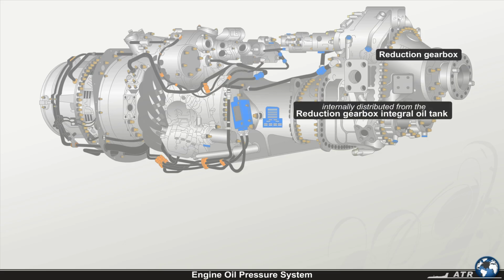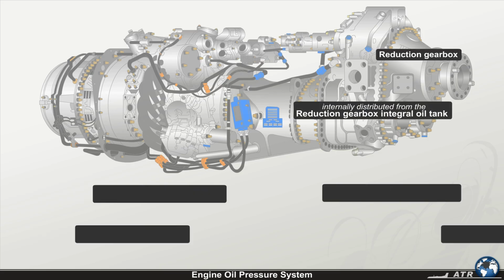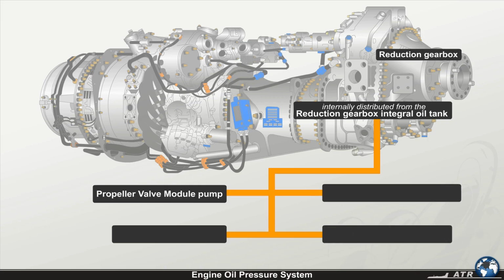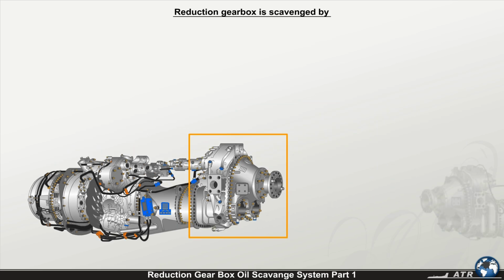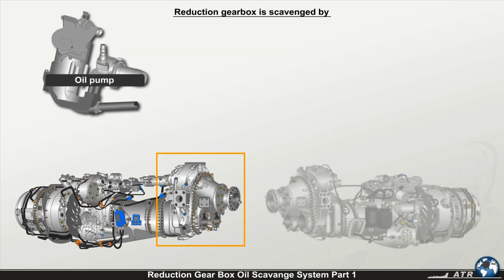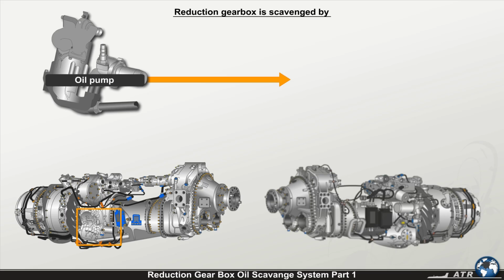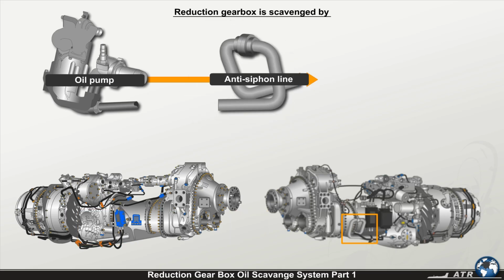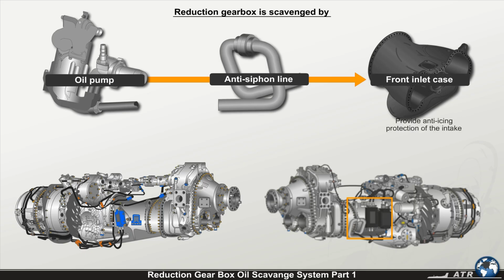into the reduction gearbox integral oil tank, from where the oil is distributed to the propeller valve module pump, high pressure pump, the propeller overspeed governor, the electric feathering pump, and to the reduction gearbox internal gears and bearings. The reduction gearbox is scavenged by an oil pump mounted in the oil pack and draws the oil from the bottom of the reduction gearbox through an anti-siphon line into the front inlet case to provide the intake with anti-icing protection.